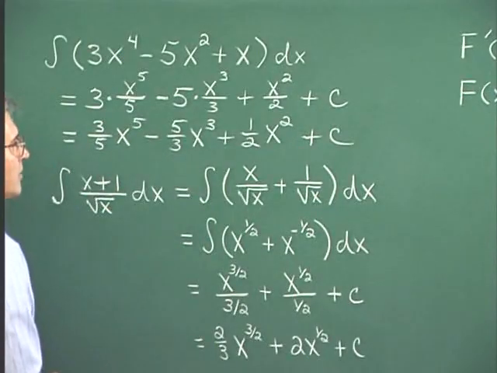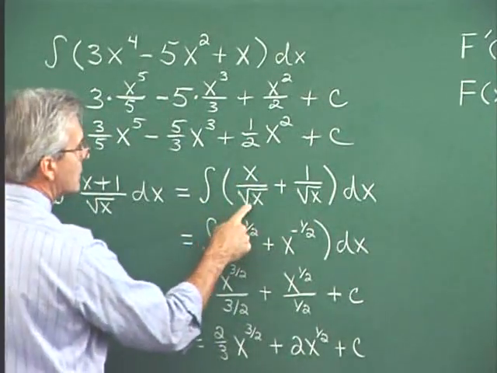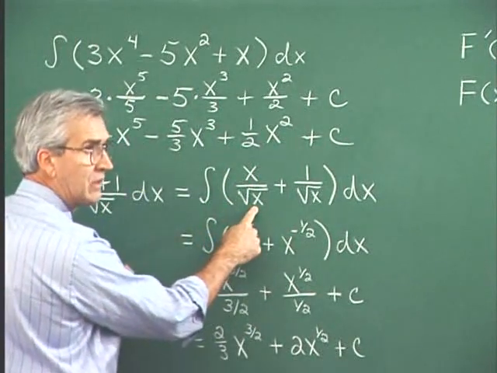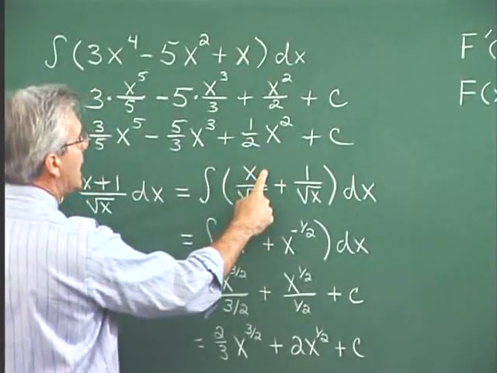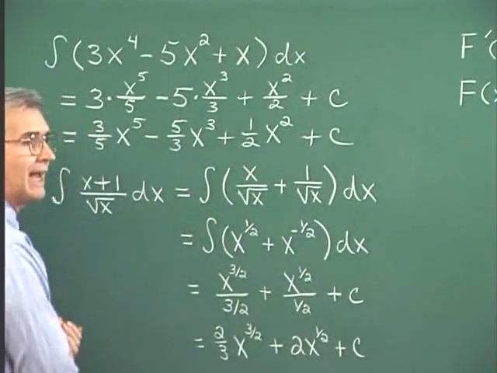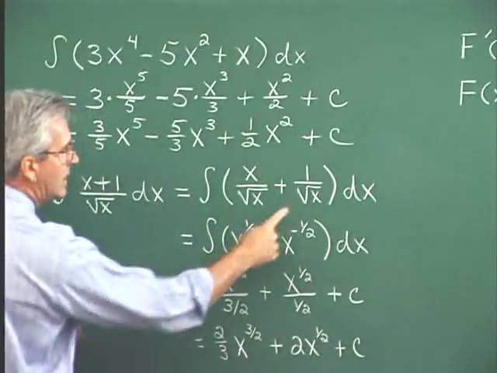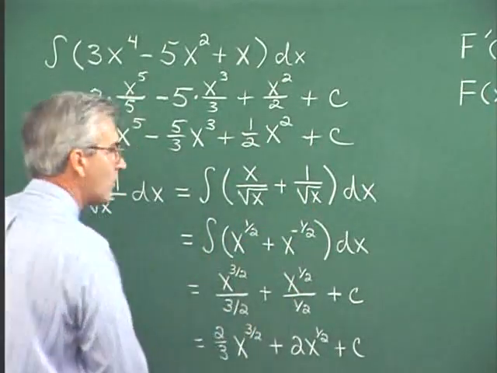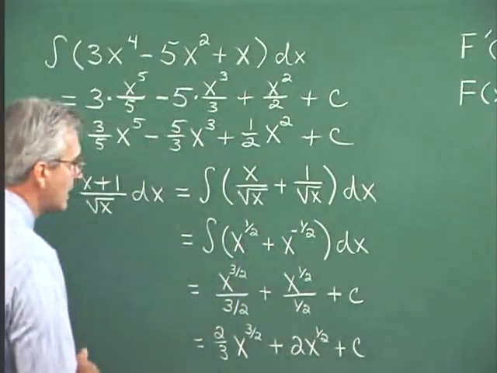terms in our problem. And now we can simplify here a little bit further. This is x to the 1/2 in the denominator, which becomes x to the negative 1/2 in the numerator. And so x times x to the negative 1/2 is x to the 1/2 for this fraction. And this can be written as x to the negative 1/2. And now we can find the integral of each of these separately rather easily.